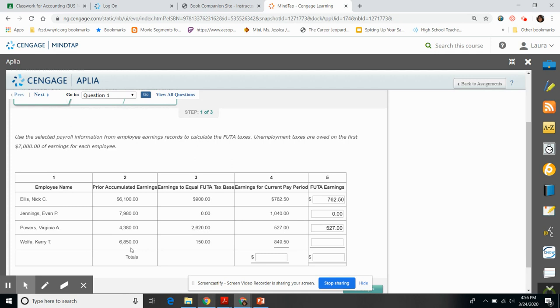And the fourth one, $6,850. They only need $150 more to reach the 7,000, but they made well over that, $849.50. So we can only add the taxes to the additional $150.